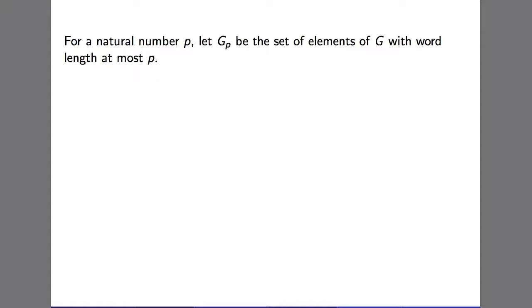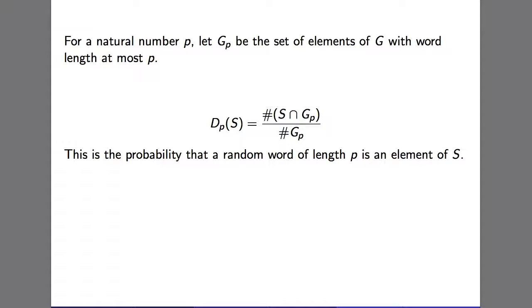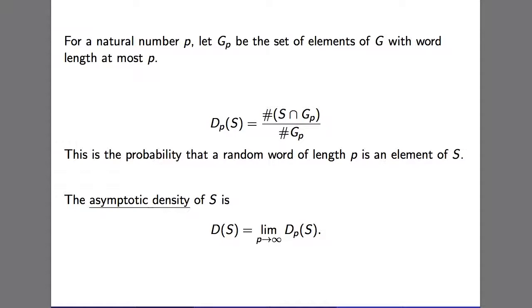For a natural number p, I'm going to let GP be the set of elements of G with word length at most p. You know, in a free group, you can classify the elements by their reduced word length. And so GP means all the elements of length less than or equal to p. And you can define this, I'll call this D sub p of S. It's the number of things of length p in S divided by all the things of length p. And this is the proportion of things of length p which are in S. And you can think of this as the probability. If you choose a random word of length p, this is the probability that it is in S.